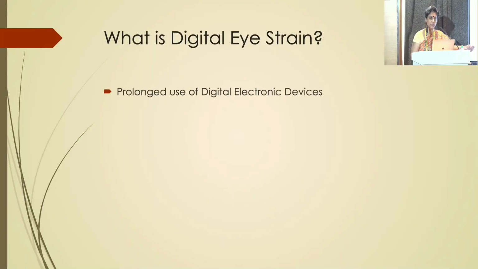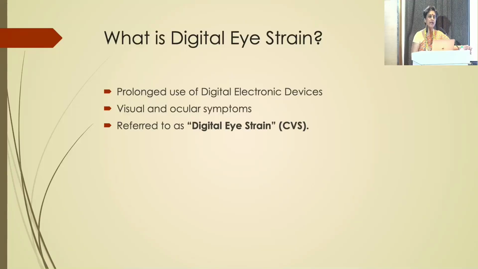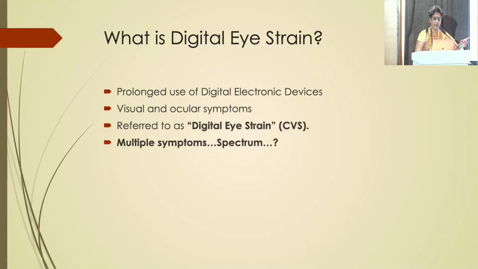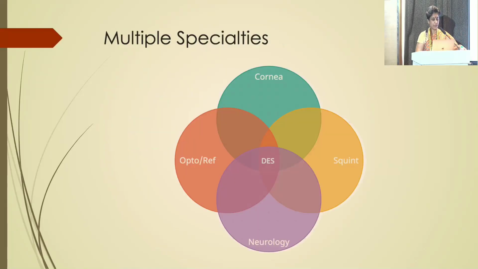So it is not only the use of digital devices, but that causing visual and ocular symptoms, and together the entire symptom complex is called digital eye strain. But because it's a symptom complex, should it not be called digital eye spectrum? Or better still, I would suppose it should be called digital eye syndrome. Now, why am I saying this? I'm not over exaggerating. This is where these patients can go.